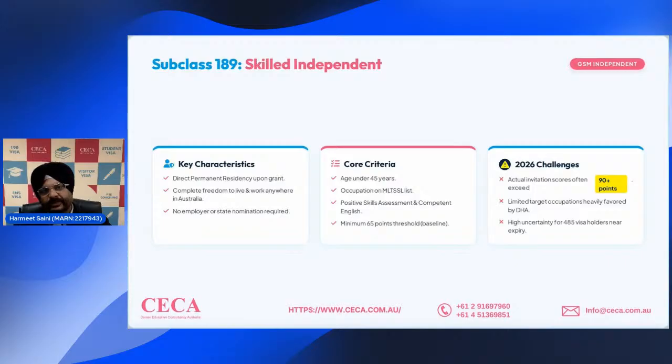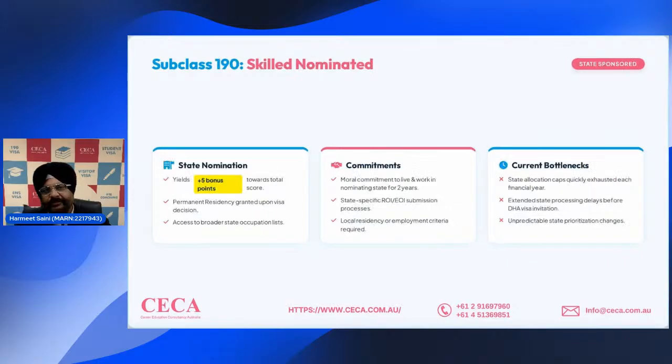Even if your 485 is going to expire, you can only apply for this visa if you get the invitation. So that's the major drawback. If you are waiting for subclass 189, it's really very competitive. Similarly, if we talk about the subclass 190 visa, which is a skill nominated state sponsored visa, it is also a permanent visa for Australia, and gives you 5 extra bonus points towards your total point score.